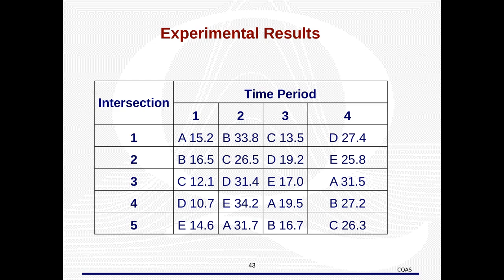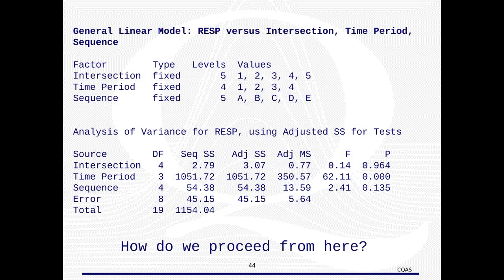The intersections and time periods serve as blocking factors to reduce experimental error and increase the precision of our comparison among the 5 signal sequences. This design choice is particularly important in traffic engineering studies where environmental conditions vary significantly across locations and times of day. We now turn to the general linear model analysis of our experimental data.